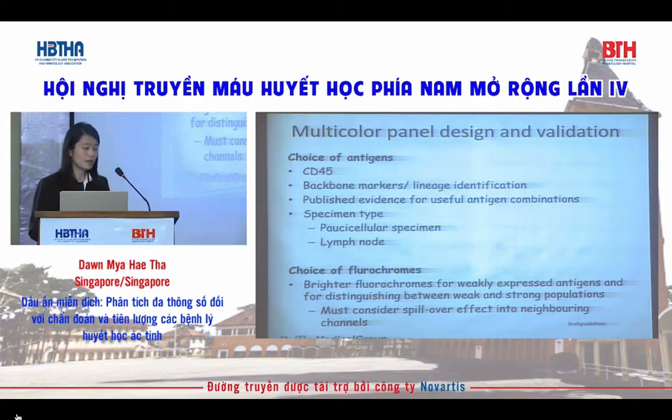And subsequently, relevant target antigens will be selected based on the published evidence or based on the experience of the laboratory. And when we design multicolor panels, we also need to consider the type of specimen that we are dealing with. One common rule for the choice of fluorochromes is that brighter fluorochromes are usually used for investigation of weakly expressed antigens or the antigens of unknown expression. And of course, we also have to consider the spillover effect of a bright fluorochrome into neighboring channels.